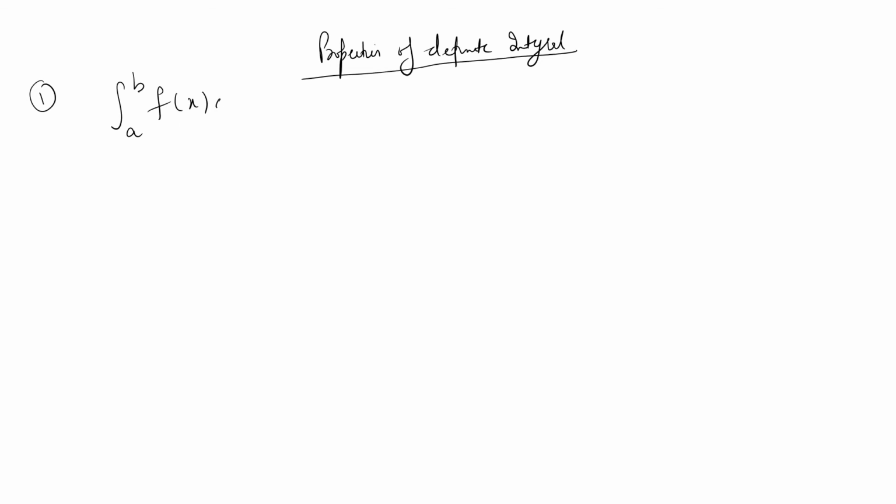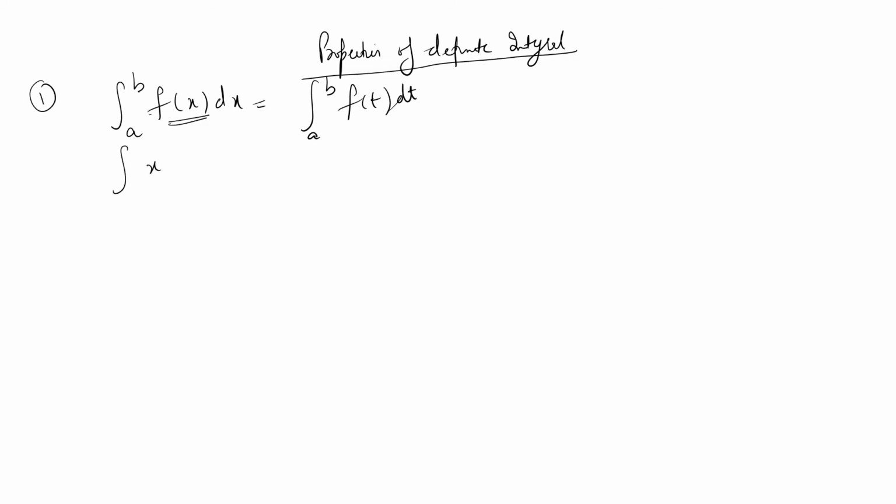So, properties of definite integral. Properties of definite integral always say the first property is that integral a to b f(x) dx is the same as integral a to b f(t) dt. It means if the function is getting integrated with respect to x and the limits are this, and the function is getting integrated with respect to t, limits are this, right?